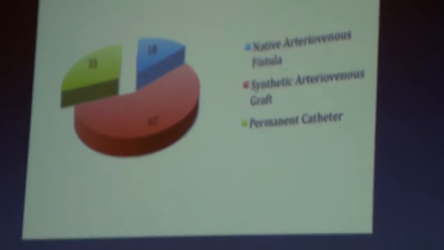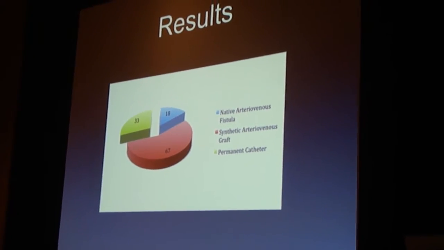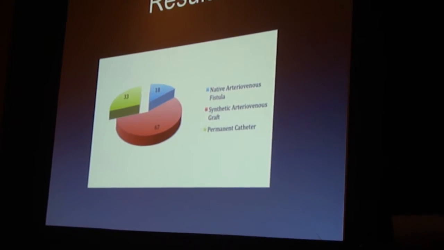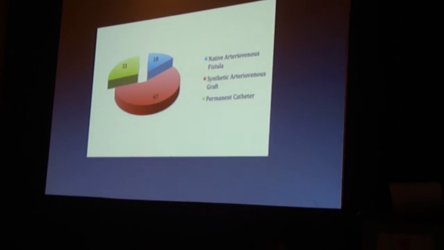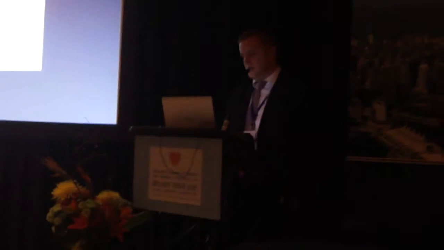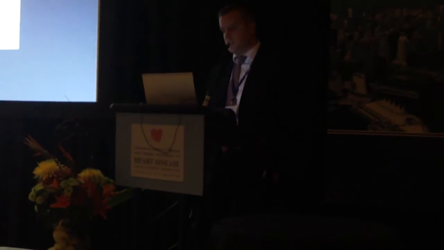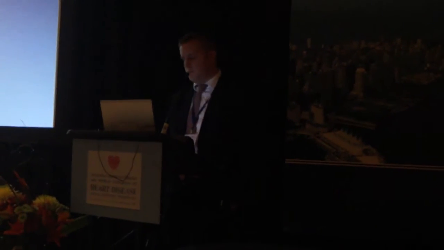So here are graphically the results. As we discussed, there was certainly a higher percentage of the patients with grafts in situ who had aortic regurgitant lesions. Interestingly, the patients who were receiving dialysis via the central venous catheters also had a greater incidence of aortic regurgitation compared to the fistula population.